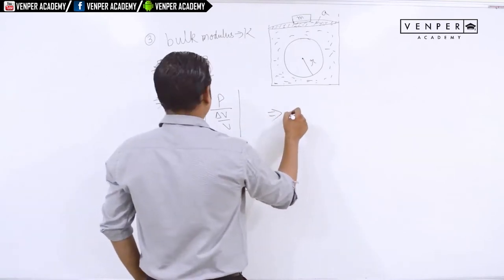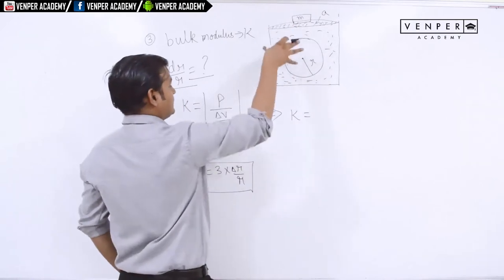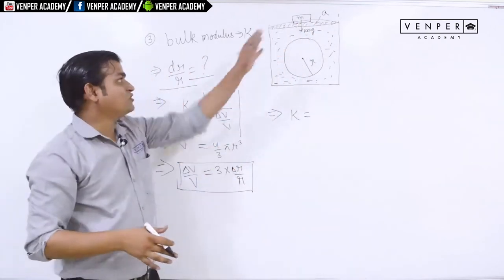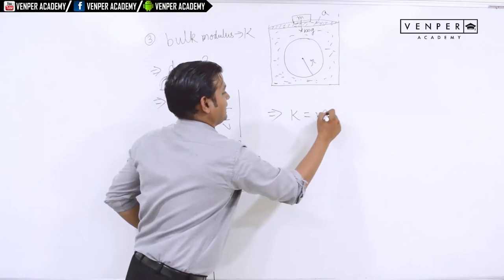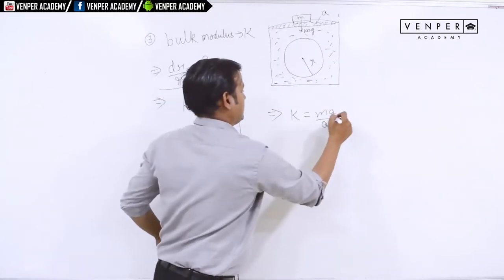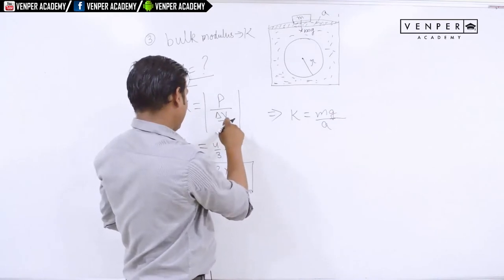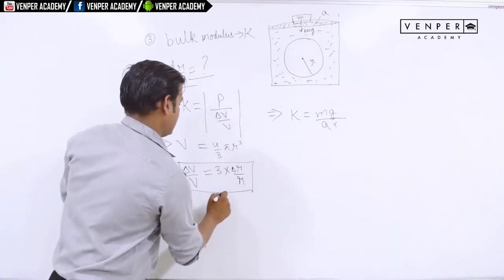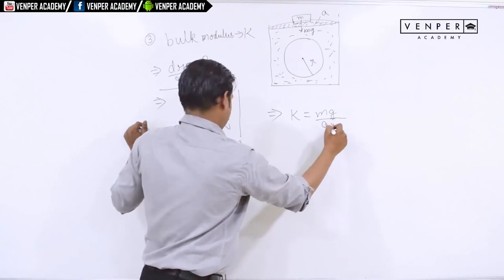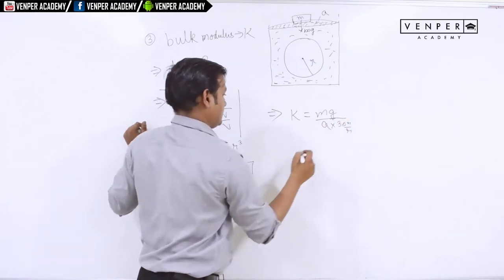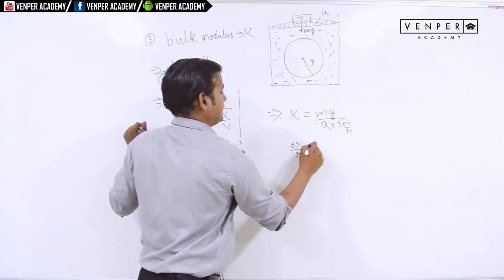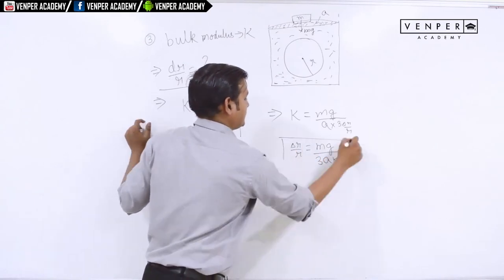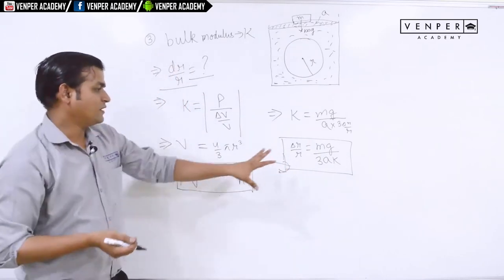So K is equal to the pressure P. Pressure is equal to the force acting divided by area. Here the force acting is mg, so mg by A, divided by delta V by V. Delta V by V means 3 delta R by R. So delta R by R is equal to mg upon 3AK. Clear? So students, in this question, this is the fractional change.